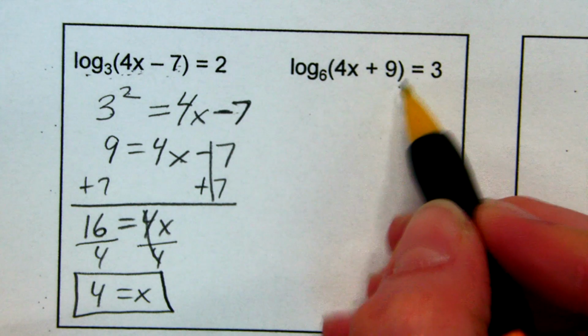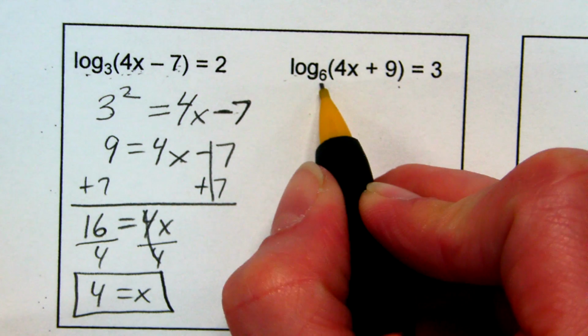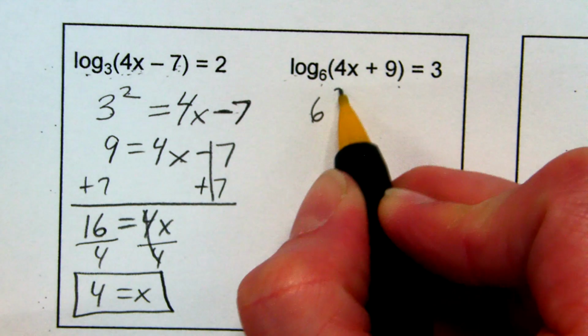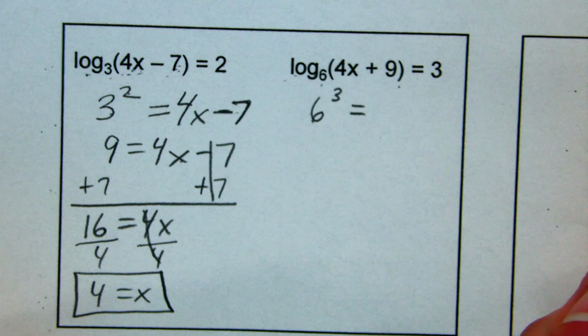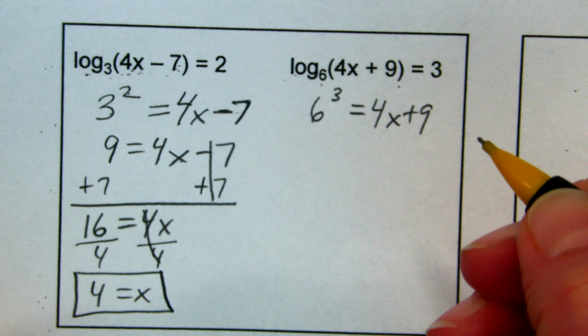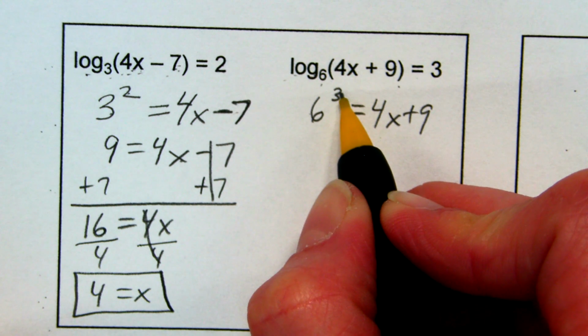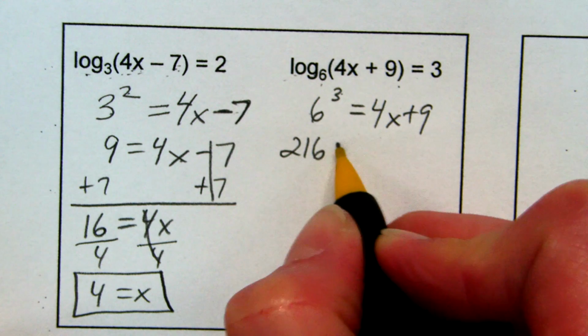So this next one is the same. There's only one log in the whole thing. We're going to rearrange it. So the 6 we bring down, the 3 we bring from over here, which is a little weird, but that's how we put it in exponential form. And then it equals 4x plus 9. So 6 to the third you could do on your calculator really quick. 6 times 6 times 6 is 216.